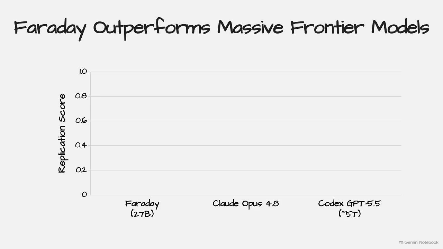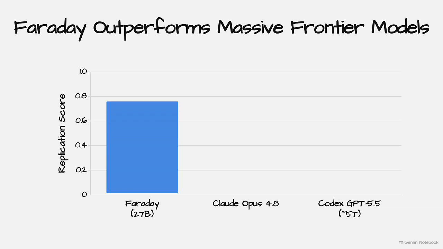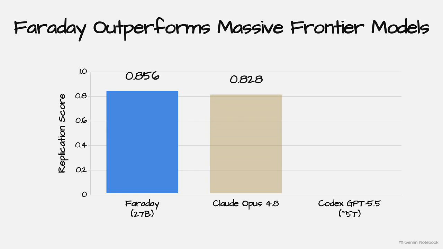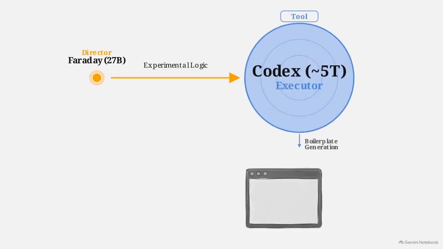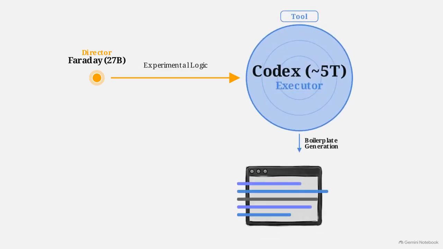This chart tracks performance on a complex task, replicating machine learning research. A 27 billion parameter model named Faraday achieves a score of 0.856, outperforming both Claude Opus 4.8 at 0.828 and the massive Codex GPT 5.5 at 0.796. Faraday achieved this margin by operating as a director. It dictates the experimental logic and orders a model roughly 200 times its size to write the boilerplate software.